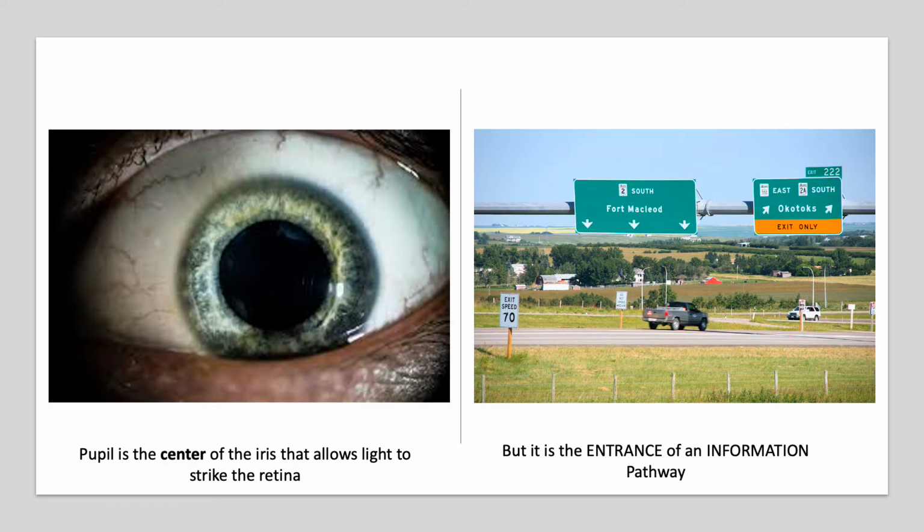Let's start from the very beginning. The pupil is the center of the iris that allows light to strike the retina. However, it is also the entrance of an information pathway called the pupillary light response.